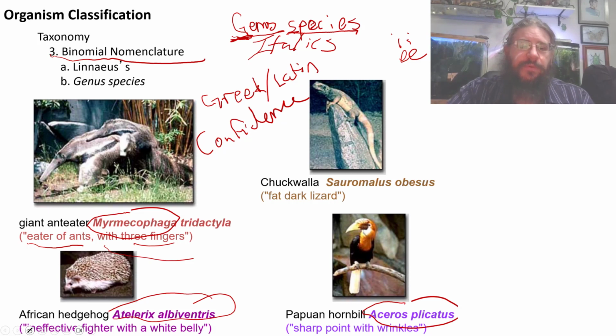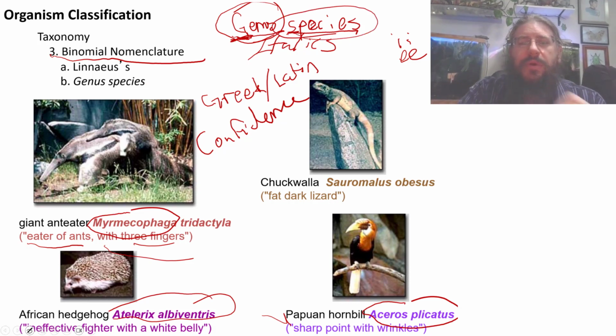Hornbill: sharp point with wrinkles. So, not too terrible. So this is genus species. Always capitalize the genus, always lowercase the species. If you want to know why, basically think of genus as a noun and species as an adjective, although that certainly doesn't help me if you're deep into grammar rules. And then italicize it if you can, underline if you cannot.